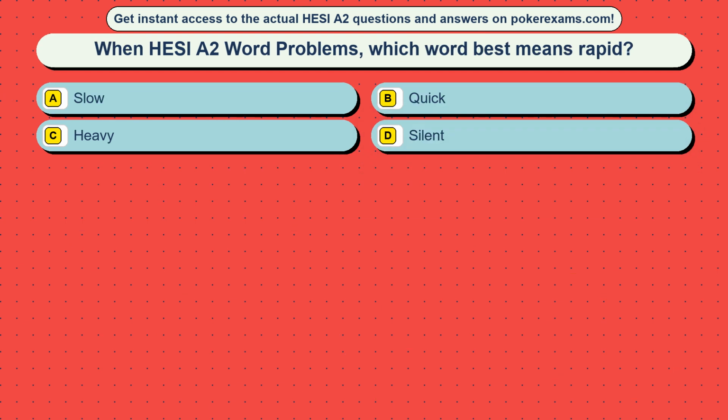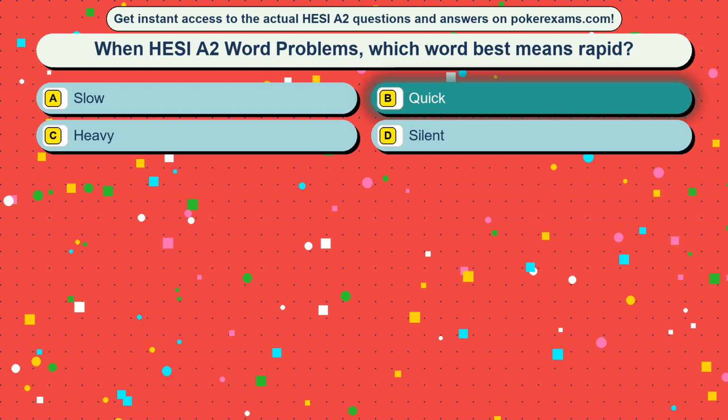Question 49. When HESI A2 word problems, which word best means rapid? Option A, slow. Option B, quick. Option C, heavy. Option D, silent. The correct answer is option B, quick.